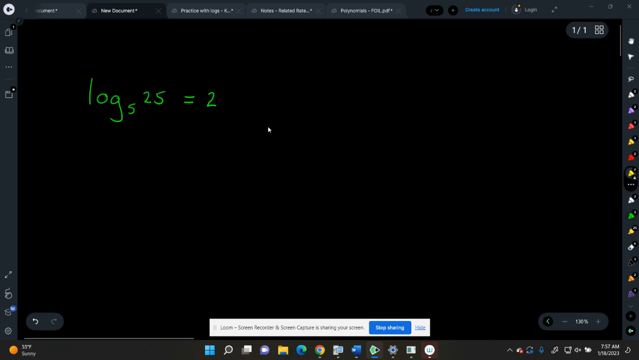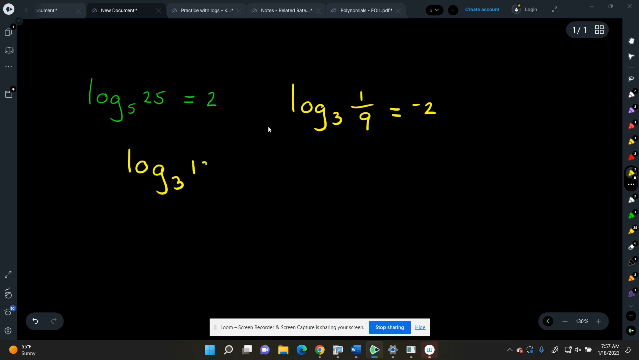If we look at log base 3 of 1/9, what does that equal? -2, okay? But if we look at something like log base 3 of 10, now that becomes harder to evaluate because we can't raise 3 to a power of a whole number and get an answer.